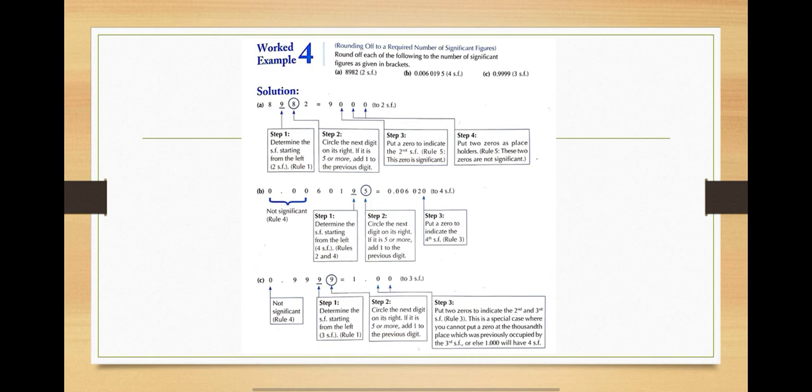So step two, circle the next one. Same like rounding, because it is 8, which is more than 5. Oh, sorry, more than 4. 9 is rounded up to 10. So now the 89 becomes 90. Now, step 3, take a look at step 3. Put a 0 to indicate the second SF. Rule 5, this 0 is significant. Now, this is where the odd thing is happening.